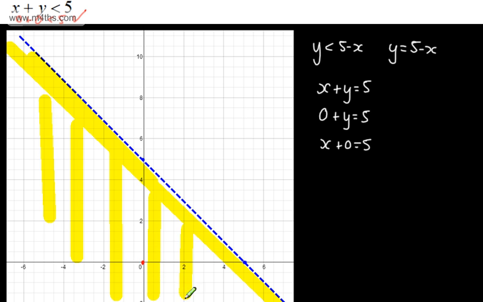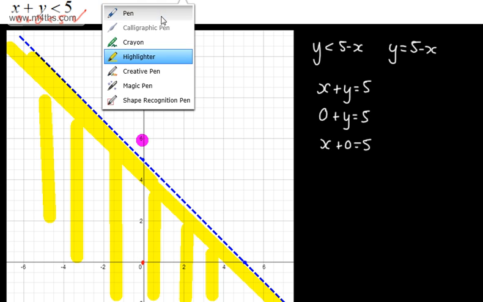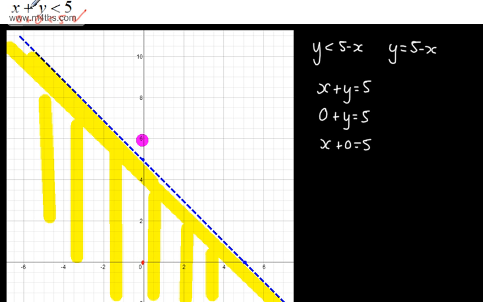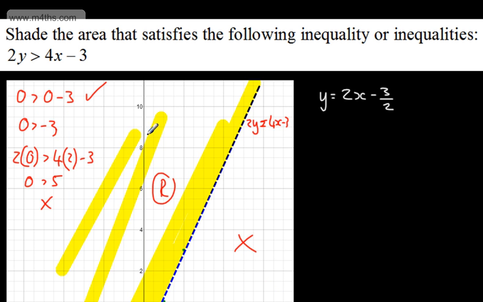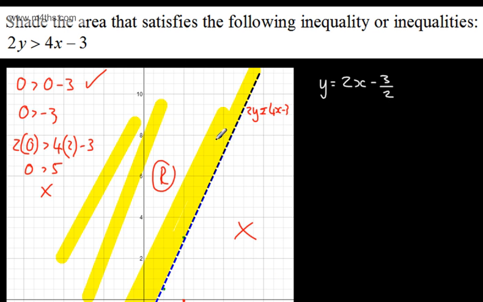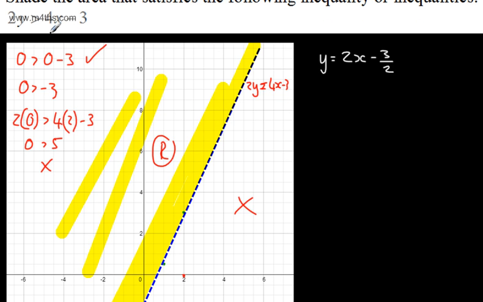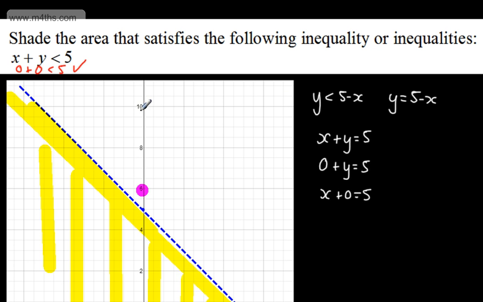If I picked a point somewhere here, let's say this one right here, and I picked now (0, 6), if I put this in, we can see it doesn't satisfy that inequality. So I would have x is 0 and y is 6. Well, that's not less than 5. So with this way, I've just done it slightly differently. On the last version, we considered shading above the line, but with this one, it's entirely up to you. I think this is a nicer way to do it.